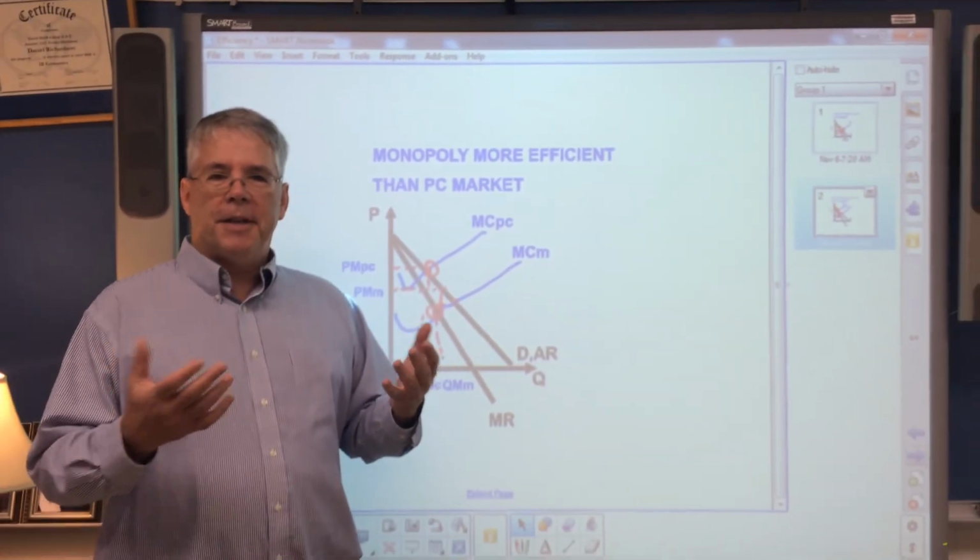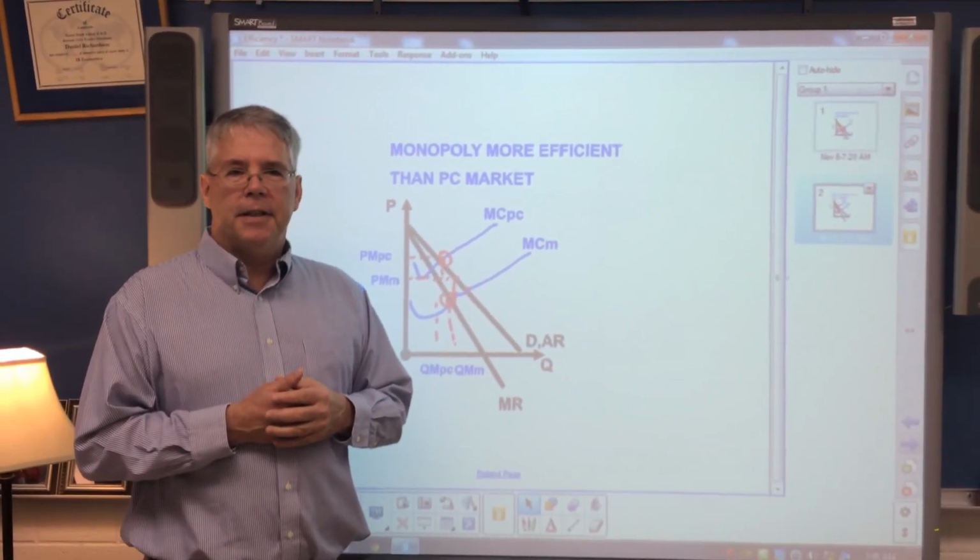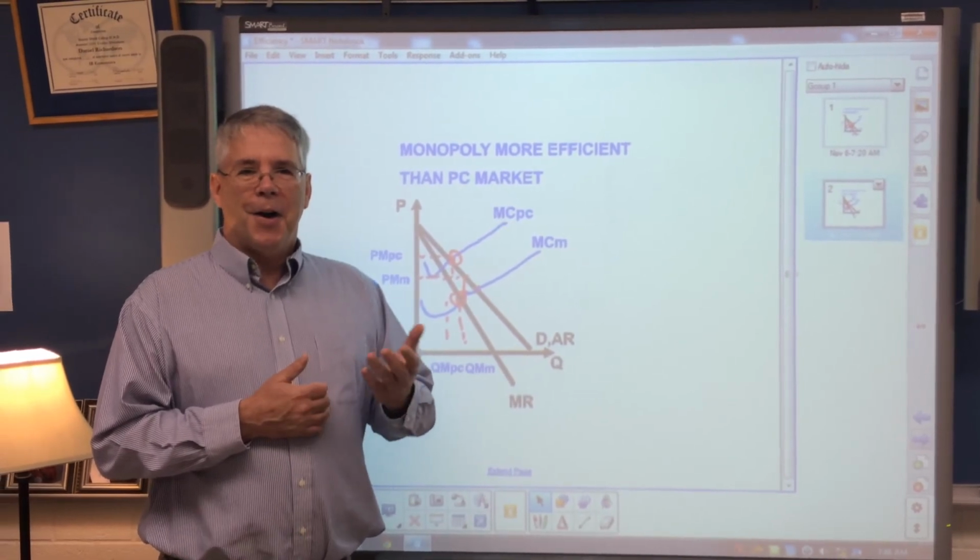So there's a few tips on how to show the efficiency differences between a PC and monopoly. I hope it helps.